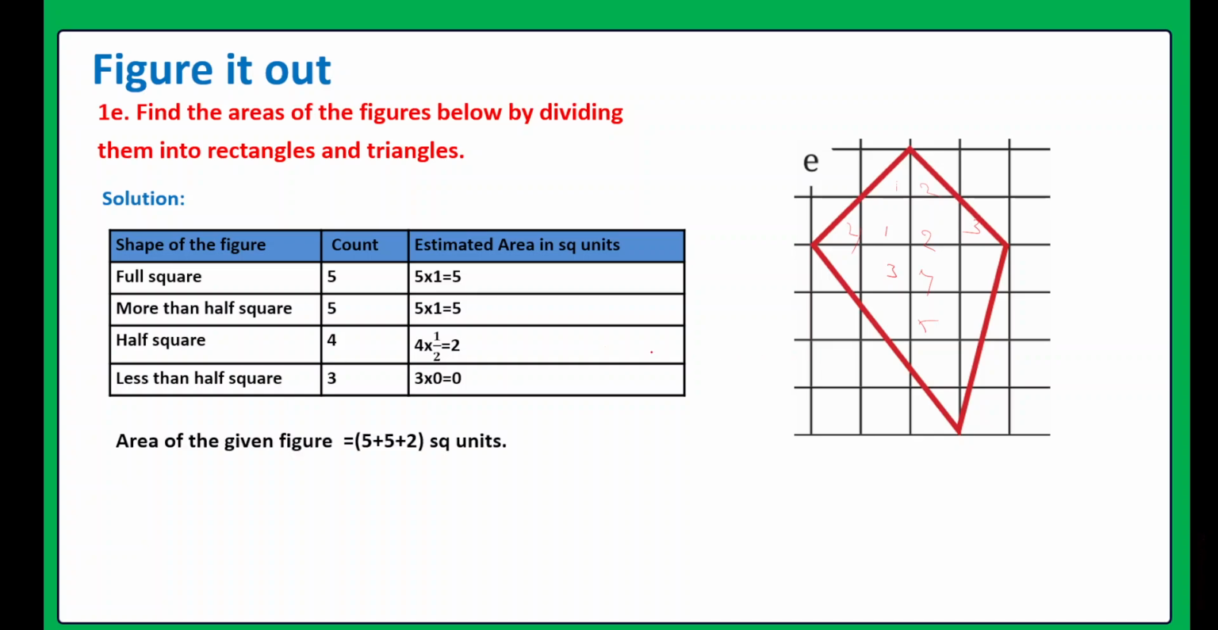Thus, area of the given figure is equal to 5 plus 5 plus 2, nothing but 12 square units. Thus, area of the given figure is equal to 12 square units.